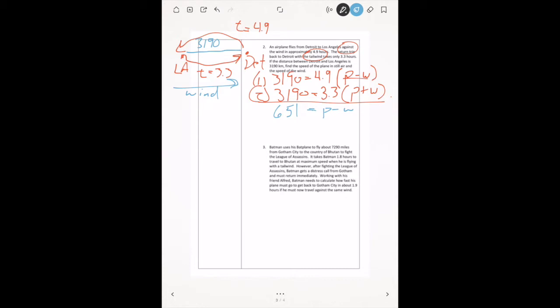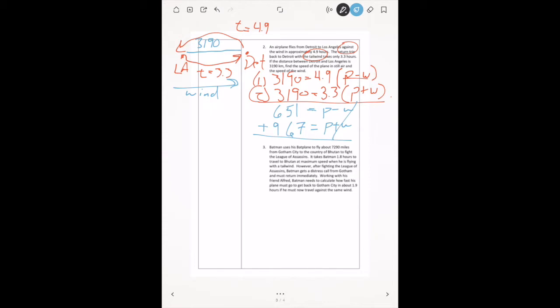So when I take 3,190 and divide 3.3, I'll get, let's say it's about 967 equals P plus W. So when I go ahead and combine these, the W's are going to cancel out. I'm left with, very little room.